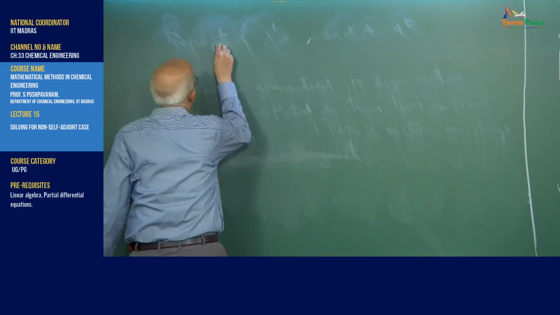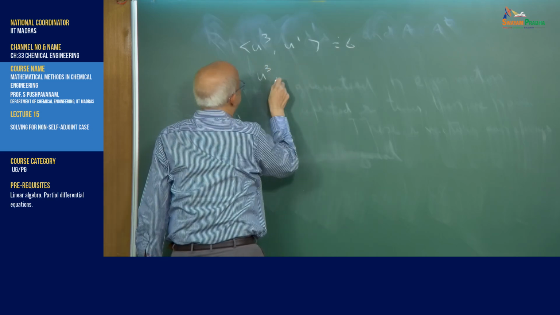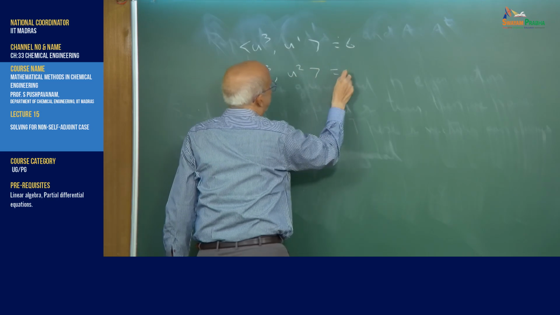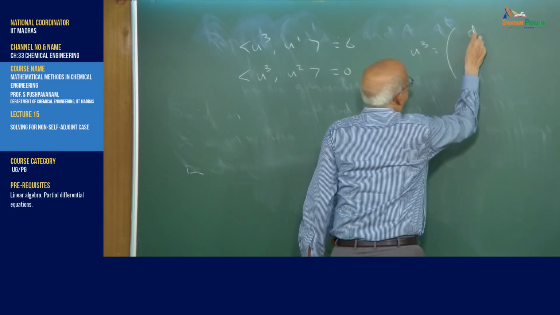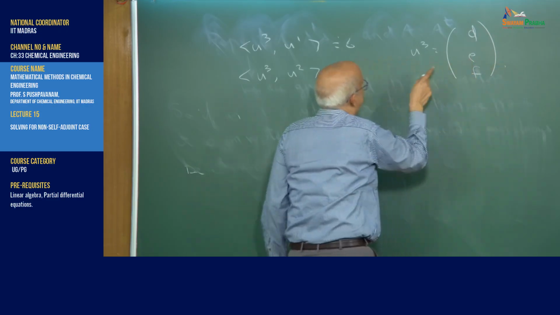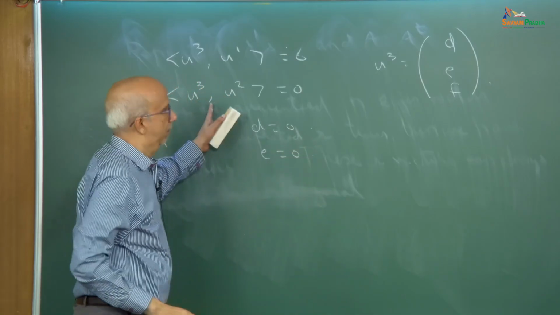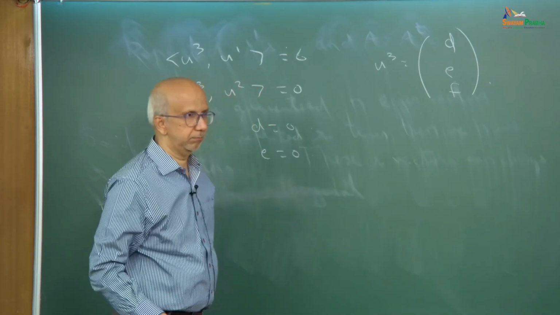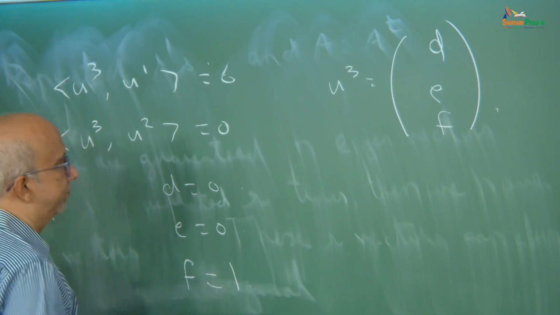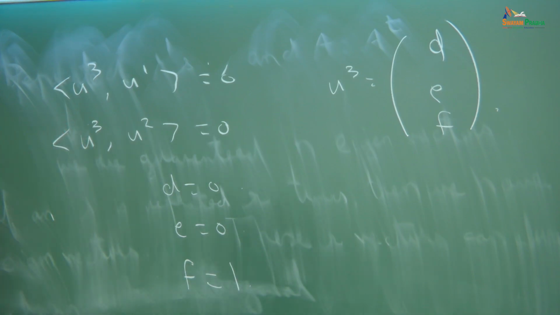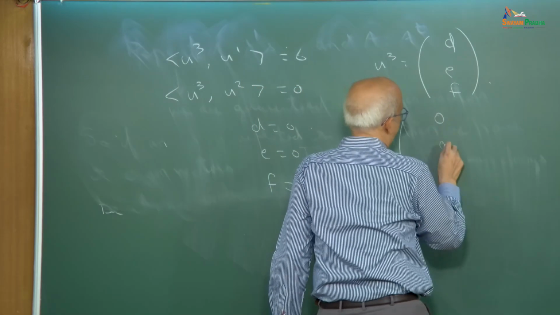u3 with u1 must be 0, u3 with u2 must be 0. So if u3 is of the form D, E, F, this implies D must be 0, E must be 0, because I chose u2 to be like that, and then F will be 1. Now my eigenvector has to be non-zero. So basically 0, 0, 1.